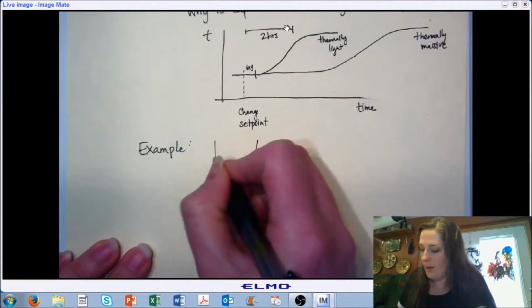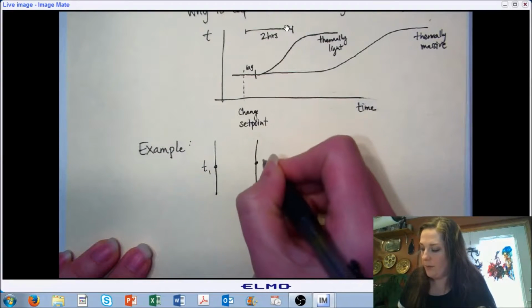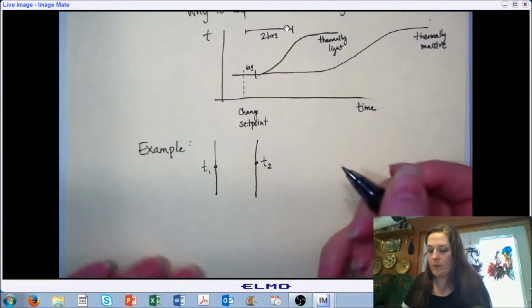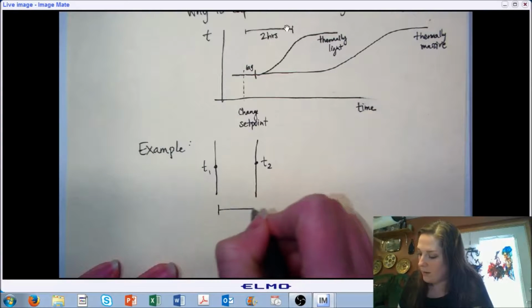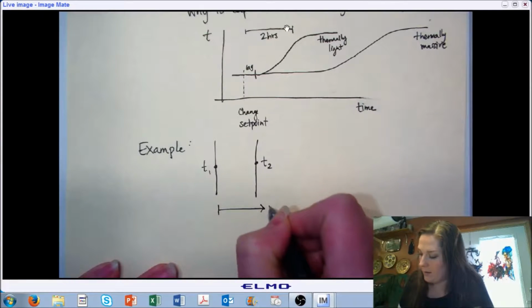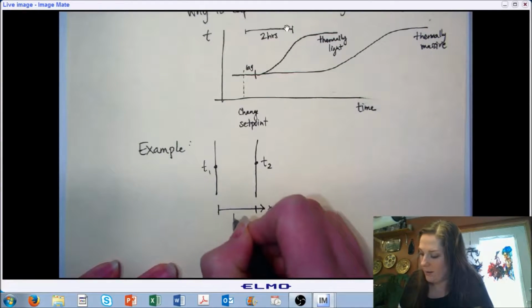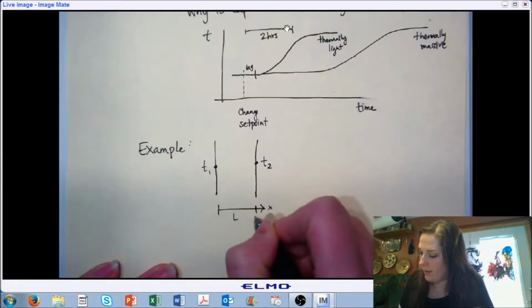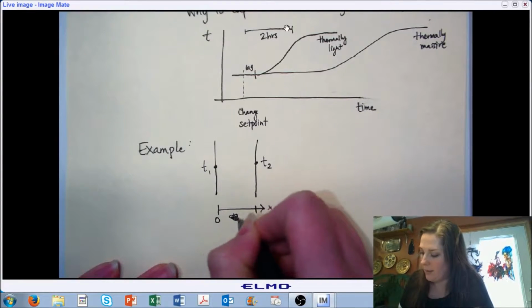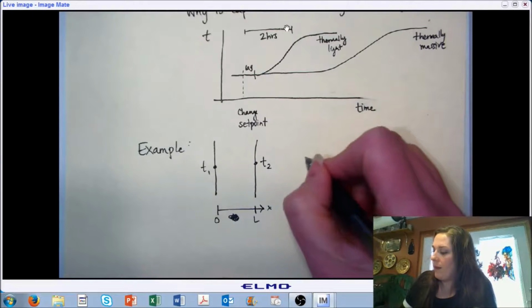And we have a material, and on one surface we have temperature 1, and on the other surface we have temperature 2. This is our x-axis and our length L. So let's just say 0 and L, makes that better.